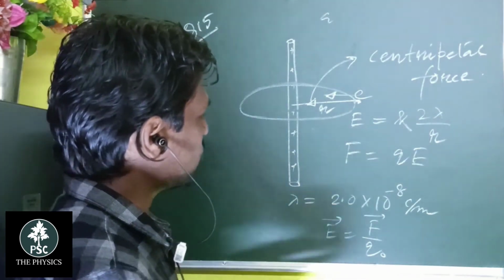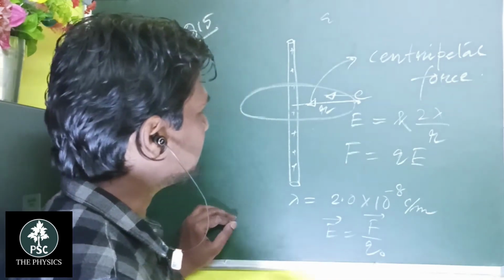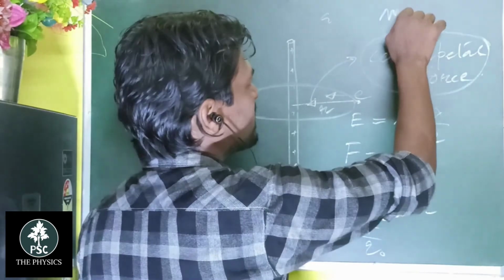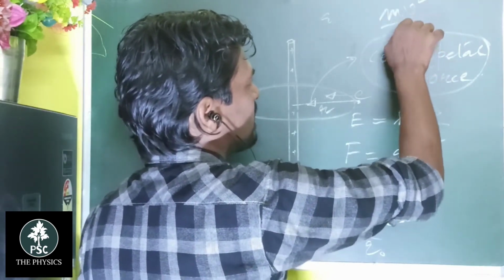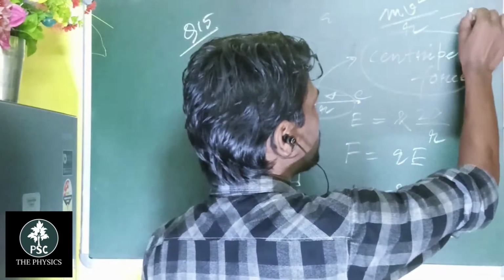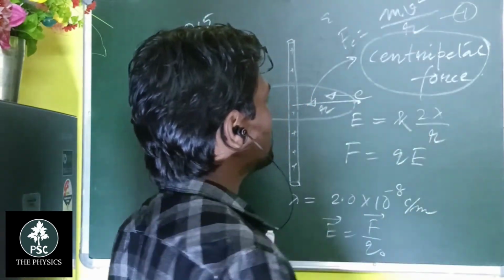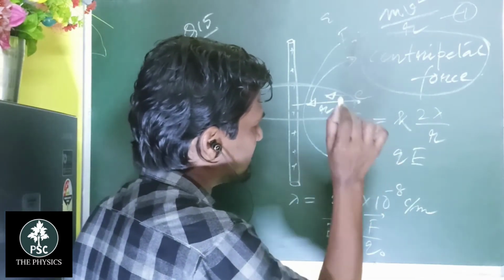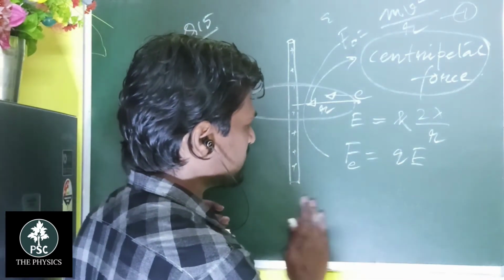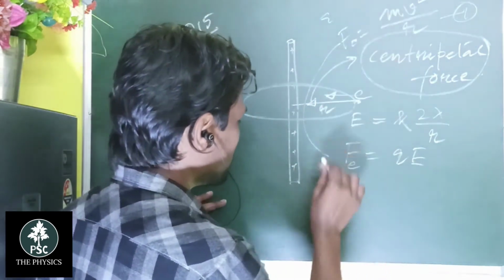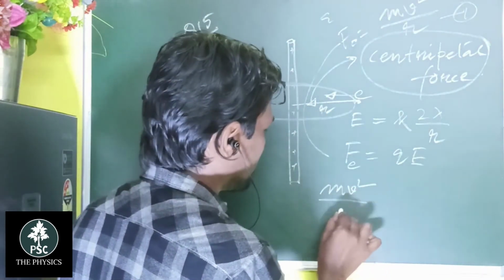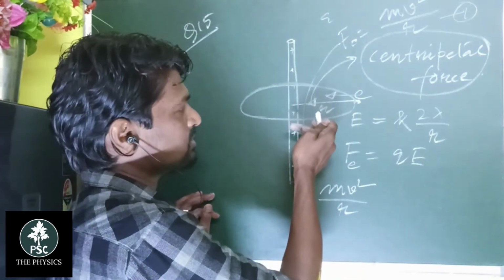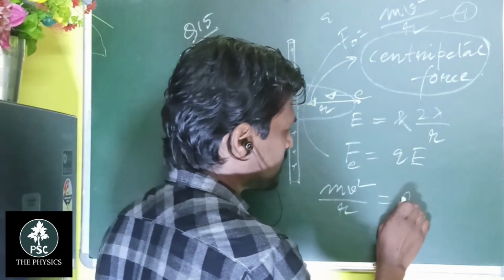Okay. So here the force is Q into E, and this force provides the centripetal force. What is the expression for this one? We know that this is mv square by r. Okay. So this is equation 1. The centripetal force Fc is equal to the electrostatic influence. So you have to write mv square by r. This centripetal force is provided by this force. So this is equal to QE.